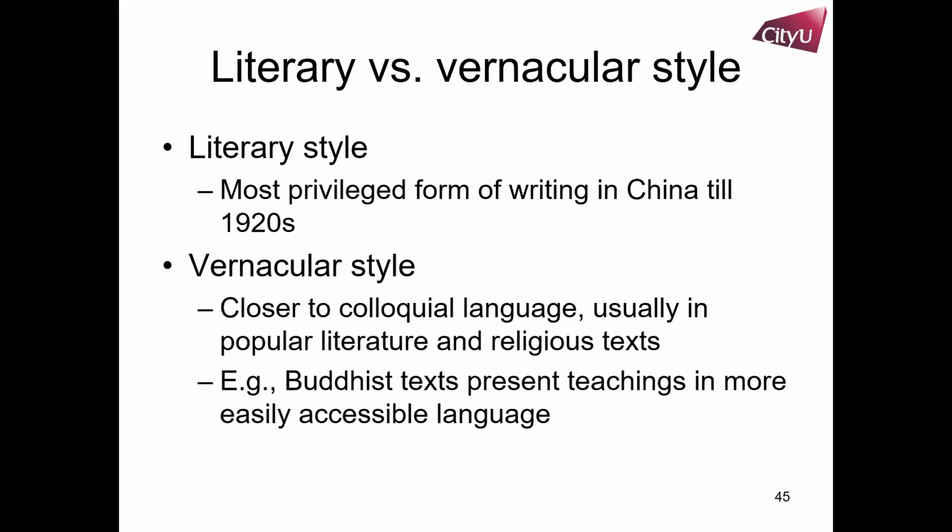And so people would write in a style that is closer to the vernacular style when writing in popular literature, popular novels, but also religious texts. And the reason, at least for the Buddhist text, is that they want to present teachings in a more easily accessible language. I believe it might be a similar situation with the translation of the Bible in vernacular languages. And again, the underlying motivation is so that it can reach ordinary people more easily. And it's a similar reason for the Buddhist text that have typically more vernacular style than other genres.